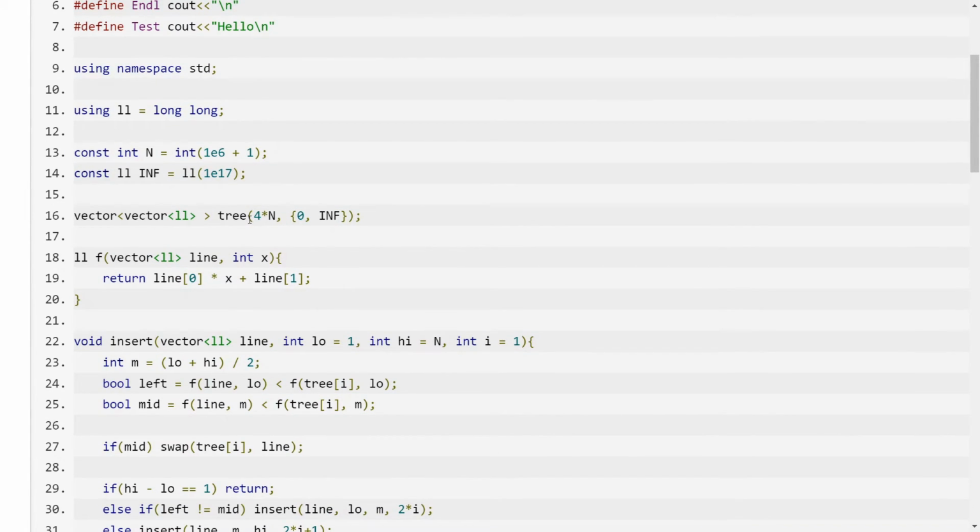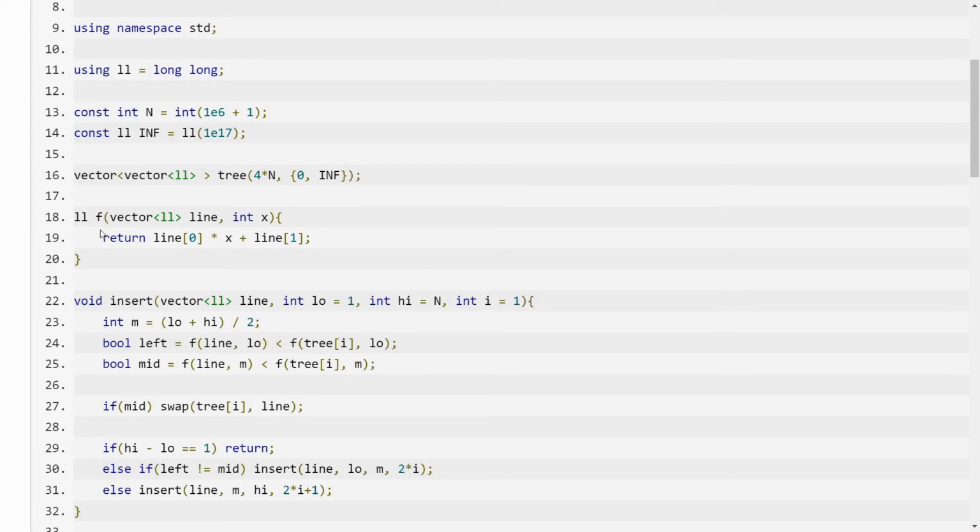So we have initialized this n value as 10 to the power 6 plus 1. Why? Because hi cannot be greater than 10 to the power 6. We have initialized infinity with 10 to the power 17, which I have already discussed why. So from here we are making that Chao tree. The node size should be 4 into n, because n is the range, 10 to the power 6. So the number of nodes, in worst case, can be 4 times this size. And we are initializing each node with 0 and infinity. It means for y equals ax plus b, the first part is the slope and the second part is the intercept. So we are initializing with lines y equals infinity.